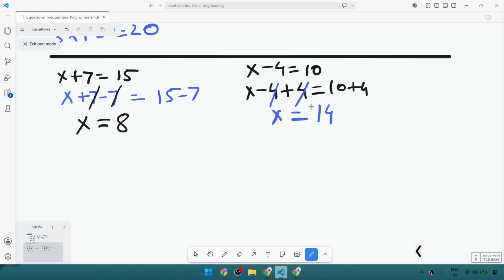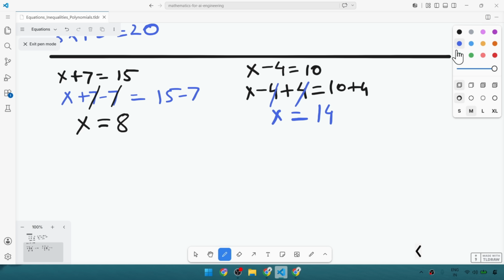Here you can revalidate it also. 14 minus 4 equals to 10, right? So 10 equals to 10 you will be getting. Let's see one more example. I am taking multiple examples so that you are aware of how to solve different types of equations. For now I am just taking very simple examples.